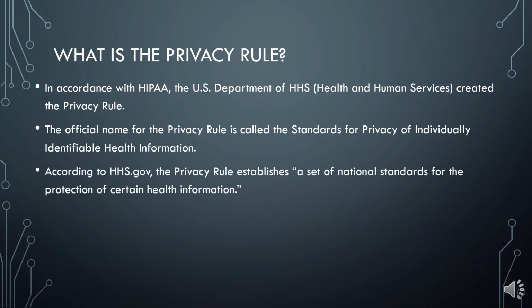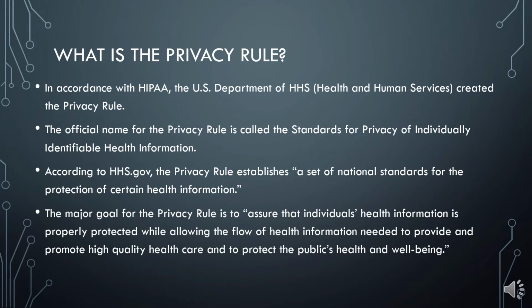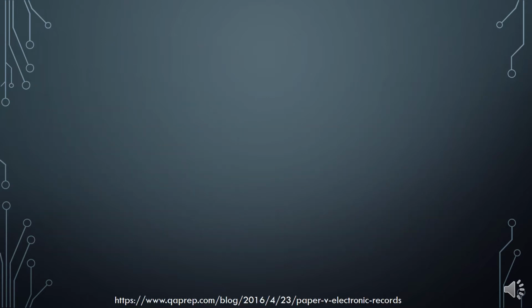According to HHS.gov, the privacy rule establishes a set of national standards for the protection of certain health information. The major goal of the privacy rule is to assure that individuals' health information is properly protected while allowing the flow of health information needed to provide and promote high quality health care and to protect the public's health and well-being.